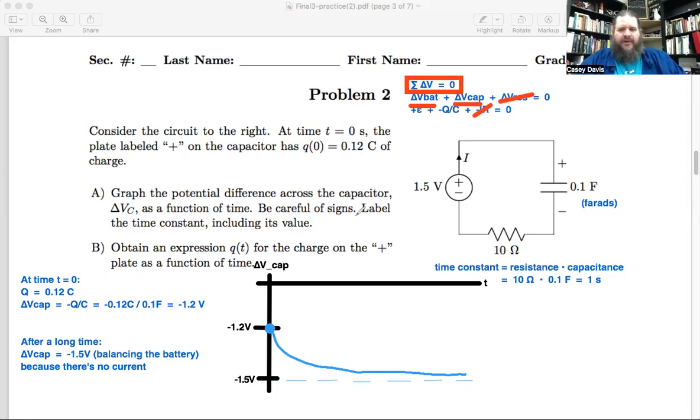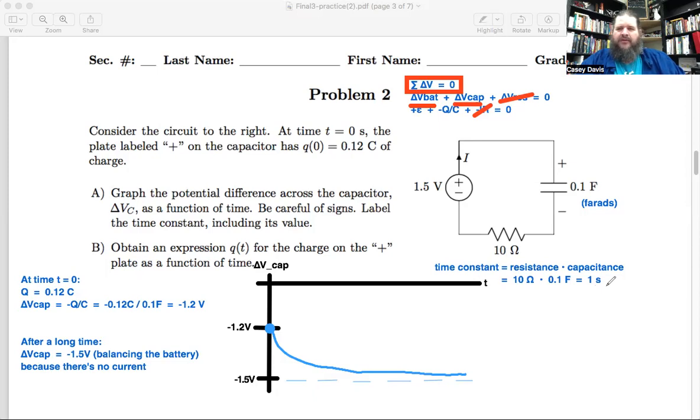It also says to label the time constant. And we found earlier the time constant is 1 second, because time constant in the case of a simple loop like this with one resistor and one capacitor is always going to be resistance times capacitance. So 10 ohms times 0.1 farad is 1 second.